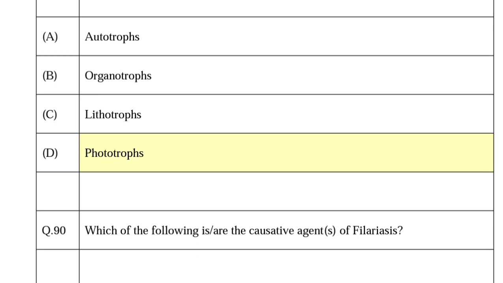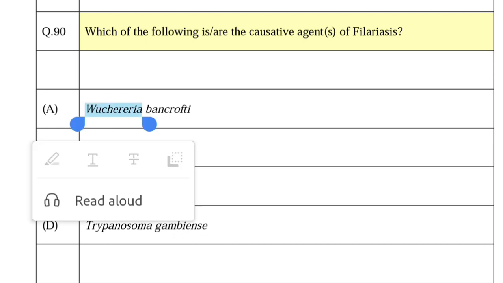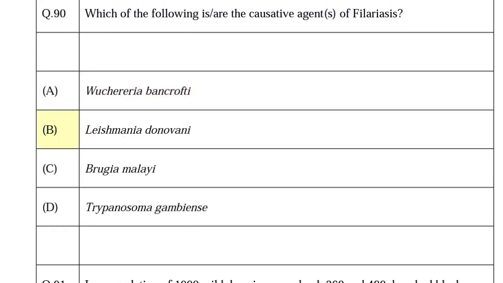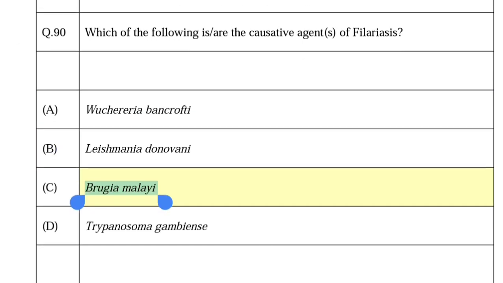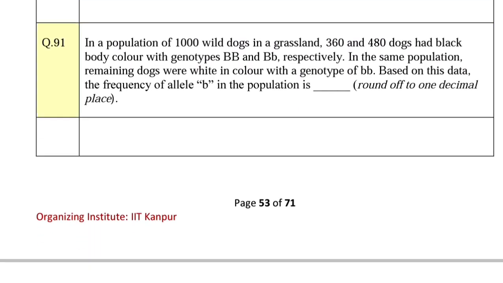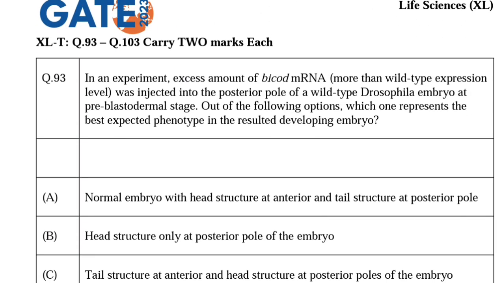D. Phototrophs. Q.90. Which of the following are the causative agents of filariasis? A. Wuchereria bancrofti. B. Leishmania donovani. C. Brugia malayi. D. Trypanosoma gambiense. Q.91. In a population of 1,000 wild dogs in a grassland, 360 and 480 dogs had black body color.